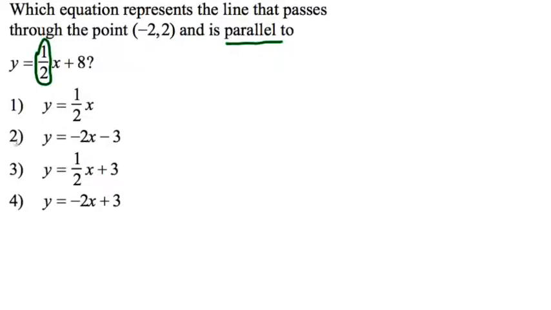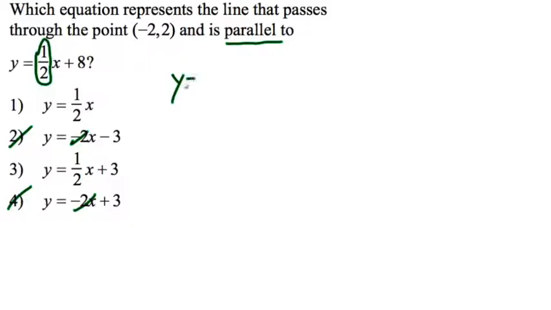Well, the first one's good. The second one is not good because it says -2. The third one's okay. It also has 1/2 x. And the fourth one has -2 again, so that's out. The difference between the first and the third choices is that the first choice has a y-intercept of 0, and the third one has a y-intercept of 3. So we're going to use the point to solve for the y-intercept we need.